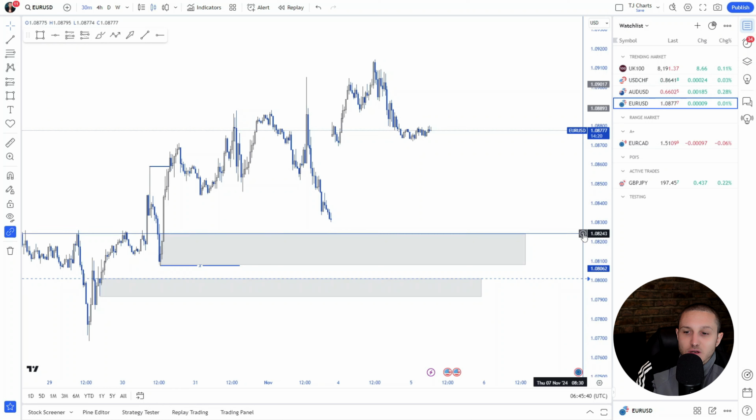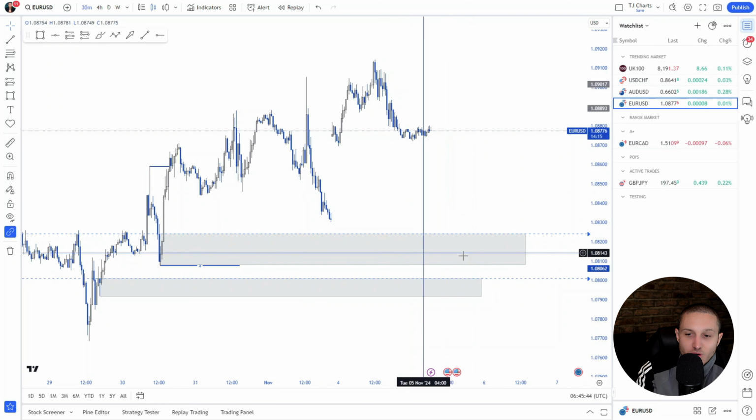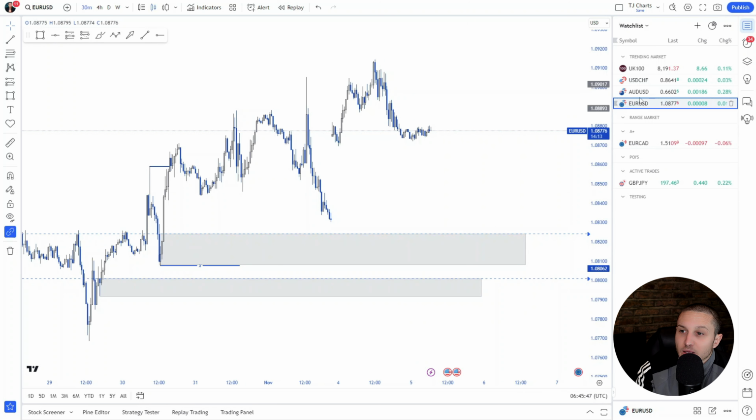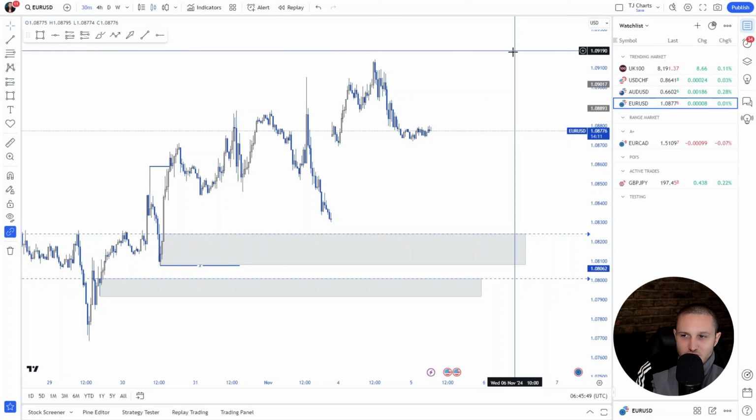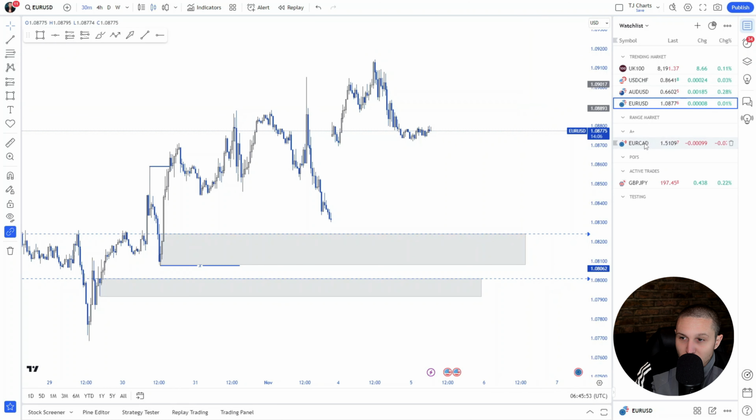Again, it is USD, so I'm being very cautious in USD. I'll leave an alert there just to see what happens when price mitigates this area. But yeah, the USD pairs, because of the election, are going to be the most affected pairs. So I'm not really focusing on them too much.